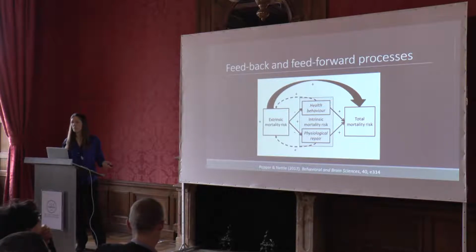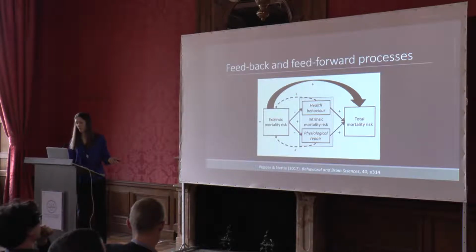So at one time step, if you have failed to take care of your health, if you have failed to repair damage, then perhaps a small proportion of that becomes extrinsic. Because you cannot recover it, it is now beyond your control, and that increases extrinsic mortality risk. Given that, we would expect an increase in total mortality risk here, and also a feedback loop whereby this further incentivizes health behavior and physiological repair.